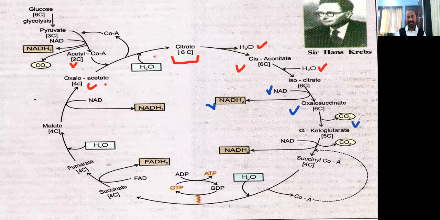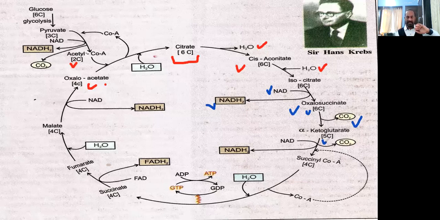So carbon dioxide will be removed from the 6-carbon oxalosuccinic acid, one CO2 will be removed. So 6-carbon oxalosuccinate will be converted to a 5-carbon organic acid, and that 5-carbon organic acid is called alpha ketoglutaric acid.